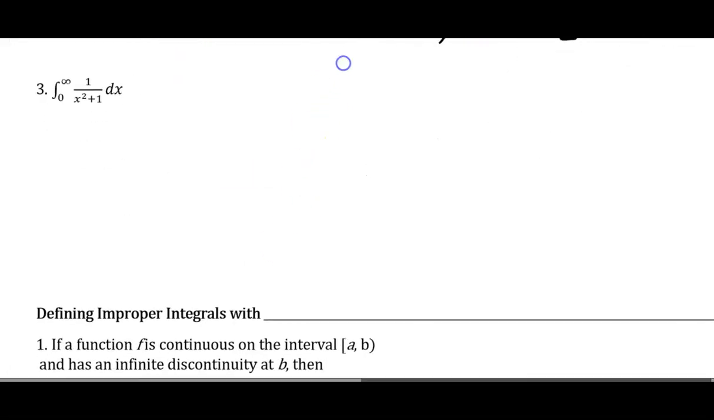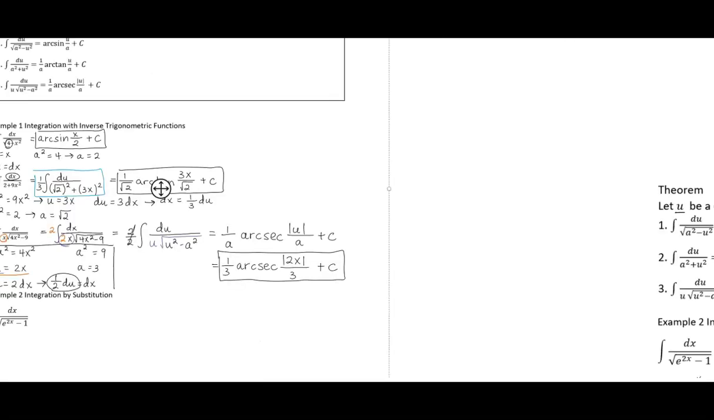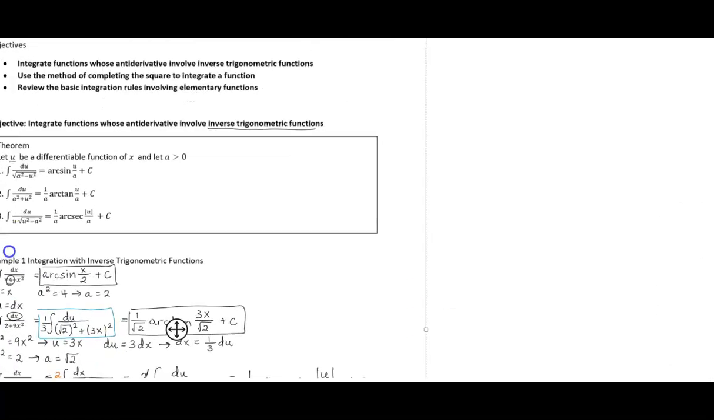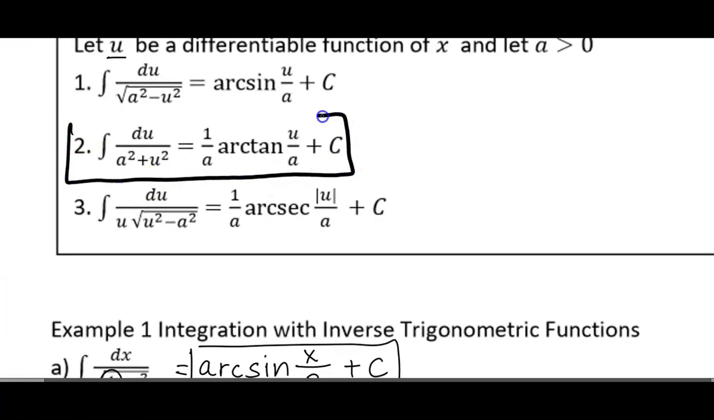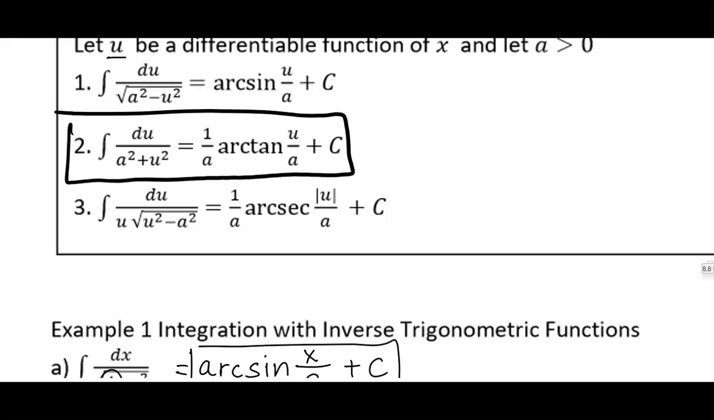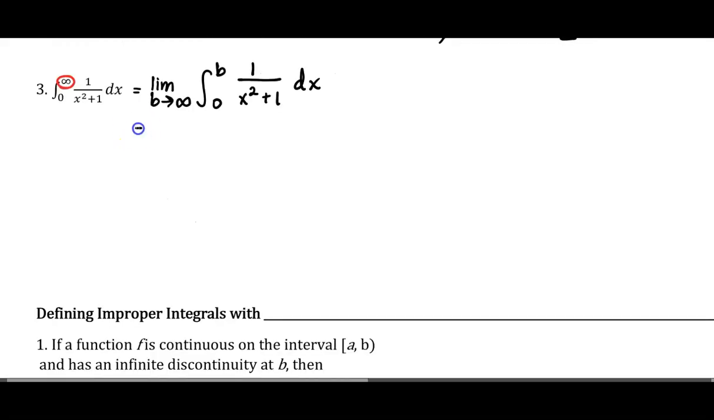Example 3, we again have an infinite limit on our integral, so we are going to introduce b. We're going to let b run to infinity, and we're going to integrate from 0 to b of 1 over x squared plus 1 dx. This is one of our inverse trig rules, so this goes back to 5.8. That rule fits this shape right here, where a is equal to 1 and u is equal to x. So that integral comes out to be arctangent.